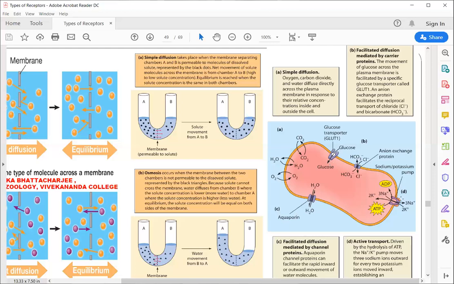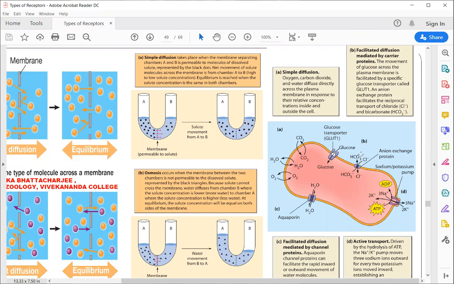Now let's come to active transport. Here you can see three sodium ions are being pumped out and two potassium ions are brought in. So three sodium ions are being pumped out, it's against the concentration gradient, and breakdown of energy is very much essential. As a result of breakdown of energy, you can see that sodium can be pumped out and potassium is brought in. So the sodium potassium pump is an example of active transport.